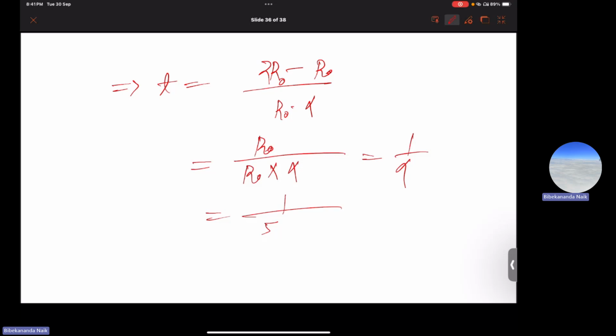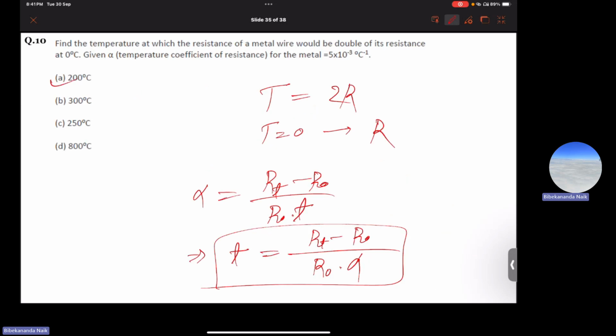That implies 1 by 5 into 10 to the power minus 3, which is 1000 by 5, that is 200 degree centigrade. So the correct answer is option A, 200 degree centigrade. So if the temperature coefficient of resistance is 5 into 10 to the minus 3 per degree centigrade, the resistance of the wire will be doubled when the temperature changes from 0 to 200 degree centigrade.